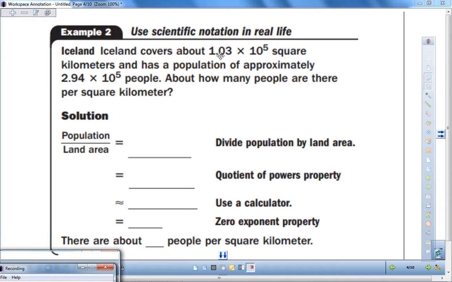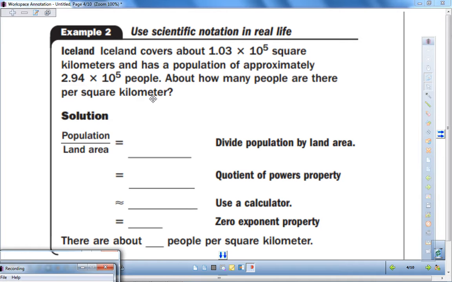Alright, Iceland covers about 1.03 times 10 to the 5th square kilometers. Now this right here is in scientific notation. Notice that there's only one number in front of the decimal, and then we have 5, which is an integer. The population is approximately 2.94 times 10 to the 5th people. About how many people are there per square kilometer?